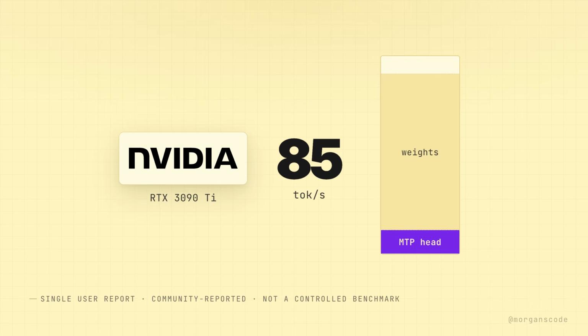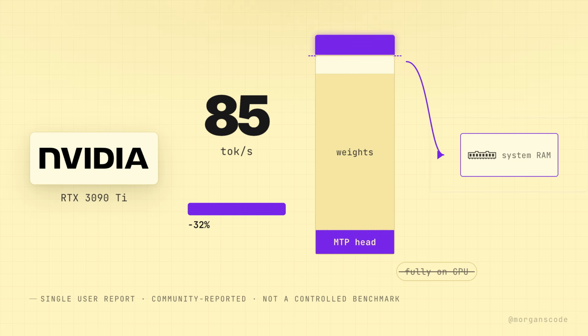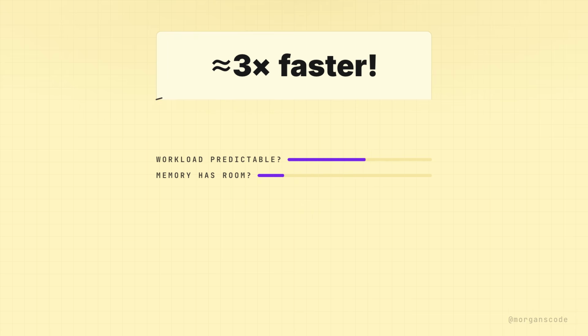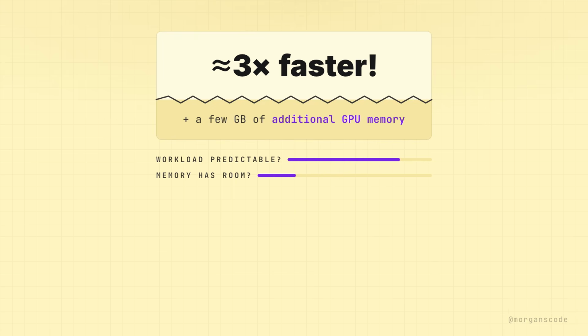One RTX 3090 Ti user saw around 85 tokens per second, while the model remained completely on the GPU. Increasing the MTP setting pushed part of the workload into system memory, and the speed fell to about 58. The setting made the model roughly 1/3 slower. This is the part the headline usually leaves out.